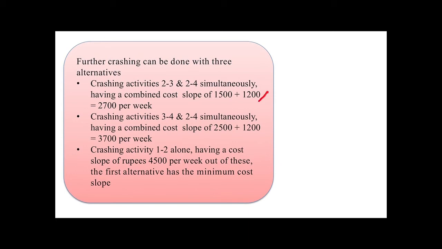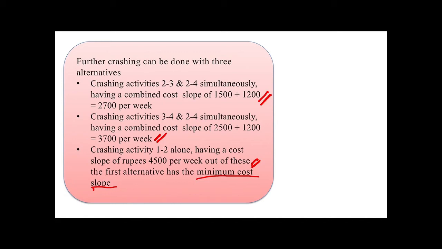Crashing activities 2-3 and 2-4 simultaneously has a combined cost slope of 1500 plus 1200, so this will be 2700 per week. Crashing activities 3-4 and 2-4 simultaneously has a combined cost slope of 3700 per week, and crashing activity 1-2 alone has a cost slope of rupees 4500 per week.